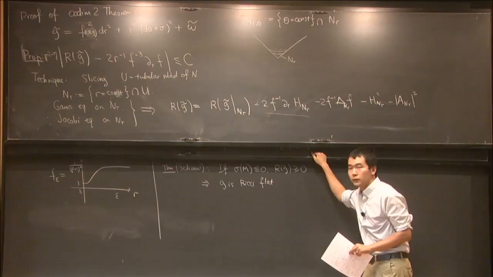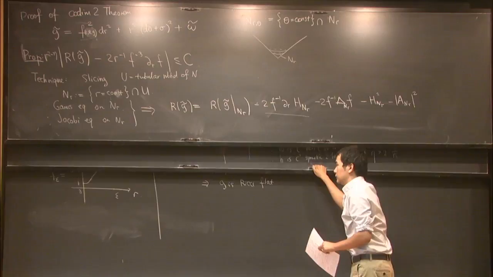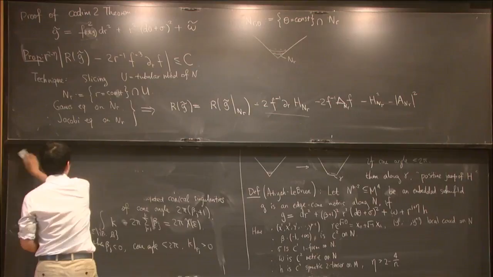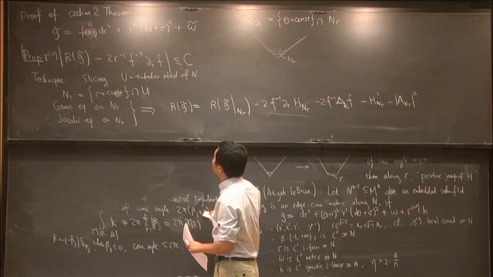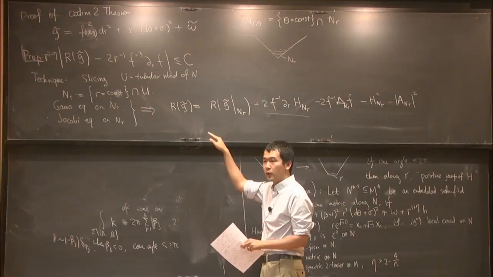Sorry, Charles, is f epsilon radial? F epsilon is a radial function. Okay, so let me mention very quickly how we do the codimension three case. In reality, we basically just truncate f, and then by a constant function. Yeah, it's radial in the neighborhood. Right.